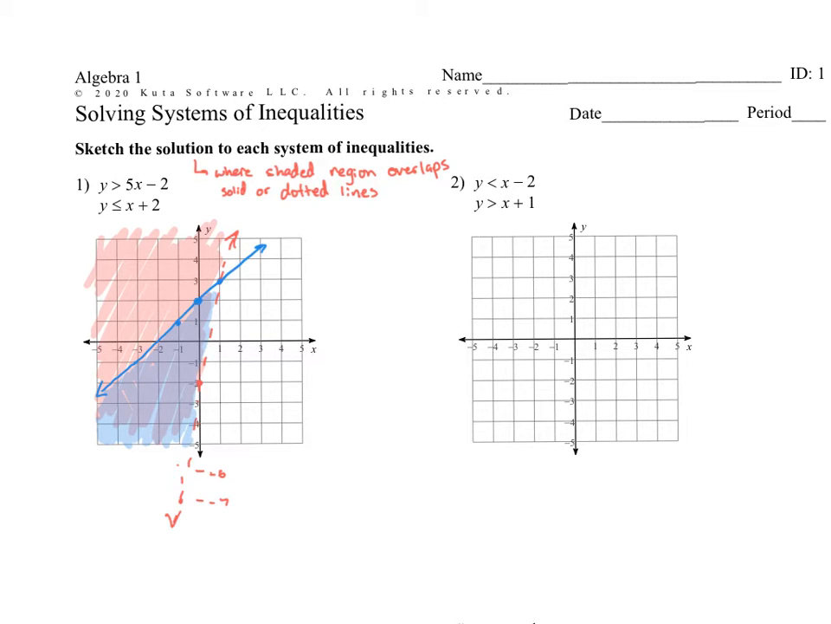Let's go on to the next one. So we have y is less than x minus 2, which means we have a dotted line. So minus 2, up 1 over 1, up 1 over 1. Oops, dotted line. And then we shade underneath it because it is less than.